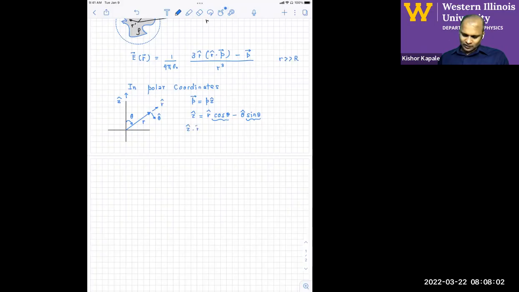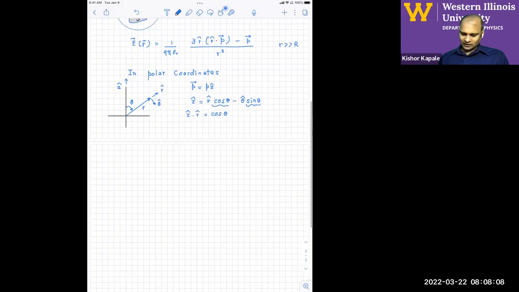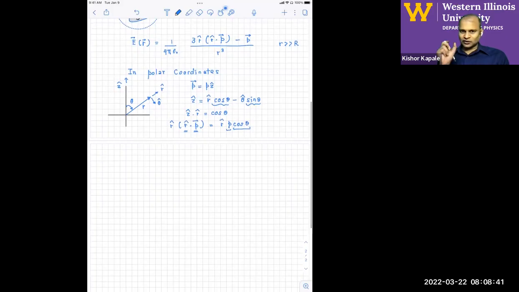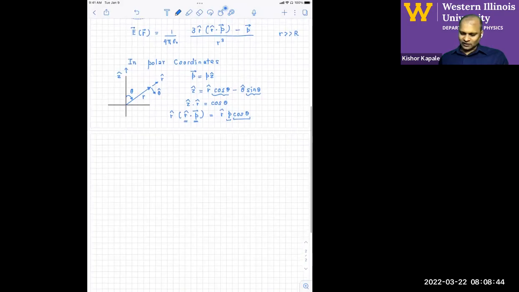And so if you take now the dot product z with r, it is going to be just like I said, cosine theta. And so let's now take a look at this term, r multiplied by r hat dotted with p. We will need to write this down. This is going to be essentially r hat, then p cosine theta, right? Because p is in the z direction, you're trying to take a dot product with r hat, which is cosine theta, and the magnitude of p is p. So everybody with me with this? You understand? So that's the first term in the expression for the electric field.